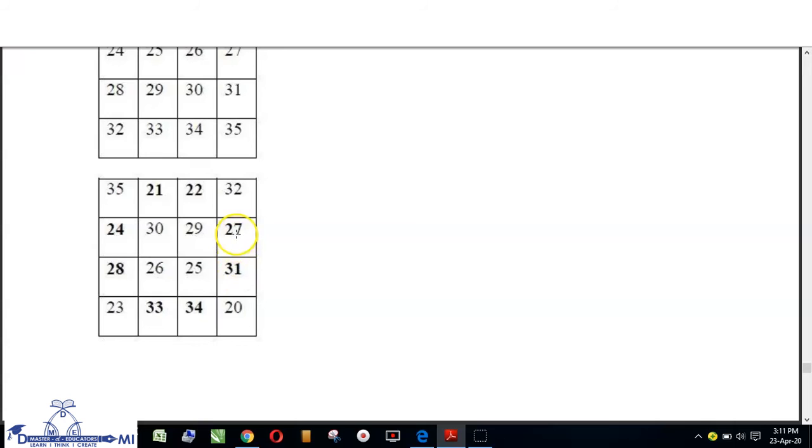27, 31 in the fourth column is untouched. We have not done anything. We have not changed the positions. And 33, 34 in the fourth row are unchanged. So this was the second step.